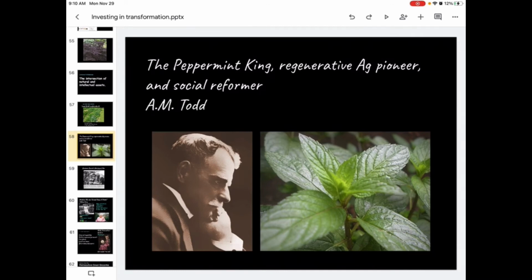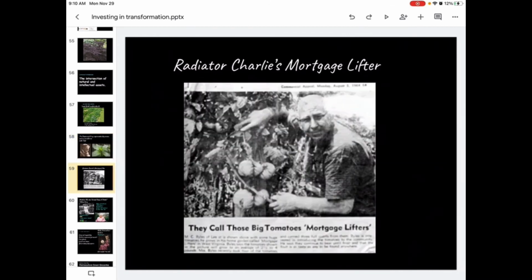So the real value here was in the intersection of intellectual capital and natural capital, the varieties of peppermint he was producing. He was the only one who had them, and people wanted them. And this is what really made him wealthy, the ability of this plant to grow more plants. So these kinds of peppermint can only be created not from seed, but from cutting. So they were extremely valuable plants, and that's where his wealth came from.